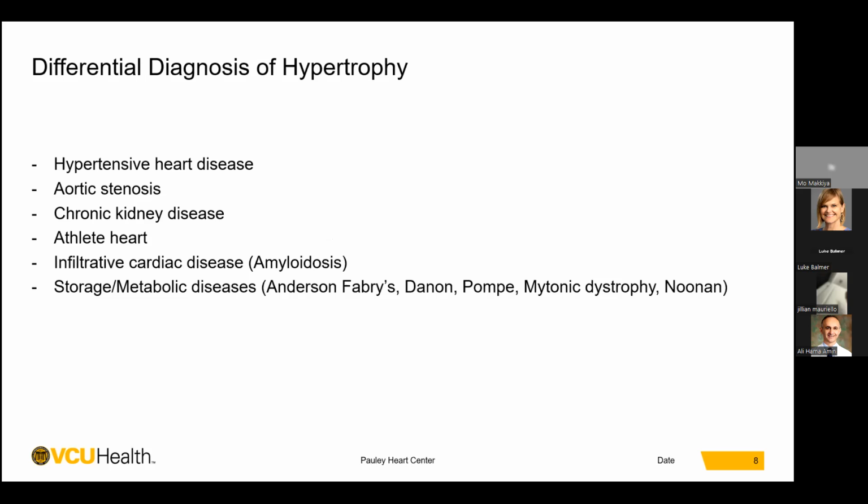So what is the differential diagnosis of hypertrophy? As I mentioned, hypertensive heart disease is a major player, aortic stenosis, chronic kidney disease, athlete's heart, and infiltrative disease like amyloid, and storage metabolic diseases like Anderson-Fabry, Danon, Pompe, myotonic dystrophy, Noonan syndrome.